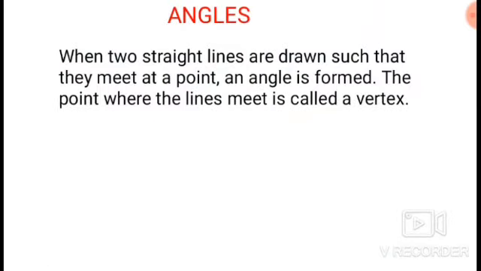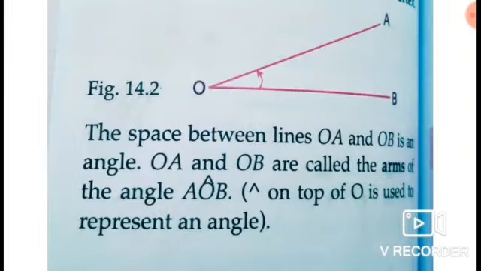Angles. When two straight lines are drawn such that they meet at a point, an angle is formed. The point where the lines meet is called a vertex. As you can see in the diagram there, the space between lines OA and OB is an angle. OA and OB are called the arms of the angle. The cap symbol on top represents an angle, with a particular letter bearing the angle symbol on top used to represent it.